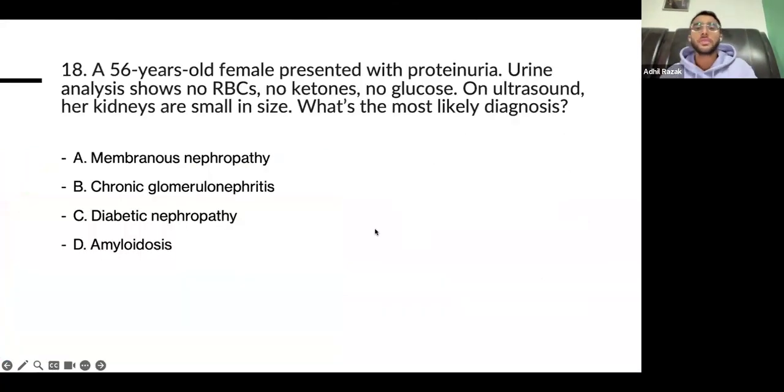Okay, next question. We have a 56-year-old female presented with proteinuria. Urine analysis shows no RBCs, no ketones, and no glucose. On ultrasound, her kidneys are small in size. What is the diagnosis?